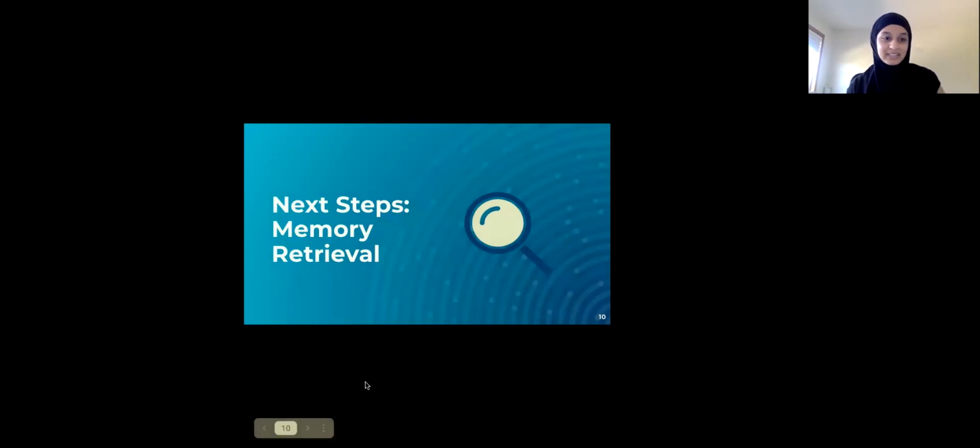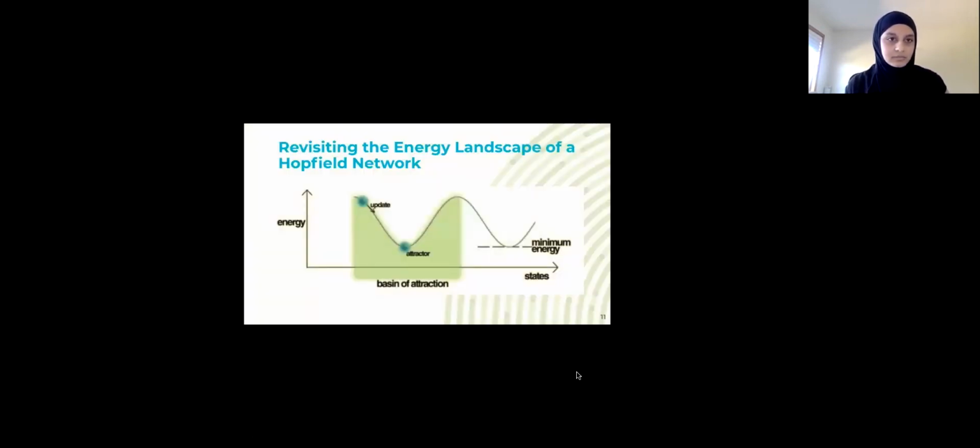And here, next steps, we have memory retrieval. Beyond memory storage, there needs to be a way to recall information. So revisiting the energy landscape of a Hopfield network, mind you that when storing memories, I worked to make sure every attractor reached a minimum level state, but the goal of this project is to not only have all memories at a minimum, but also make sure that they're stored in the green area or the basin of attraction. In this landscape, you can see that there is a possibility of reaching the minimum, but not the basin of attraction. So how do we deal with this?